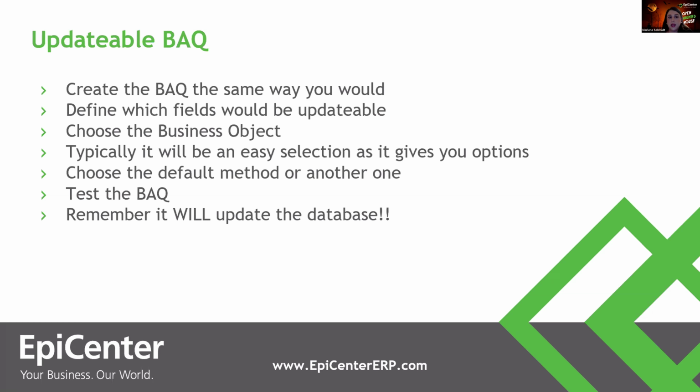So in this case, I chose the sales order header object, and I'm going to show you the BAQ in a second. And I'm just going to choose the default method, which is update ext. And when I test the BAQ in the business activity query program, remember that any change I make will be updated to the database. So I don't recommend you doing this in your live database, but perhaps in test, because any changes you do in the BAQ will affect the data.